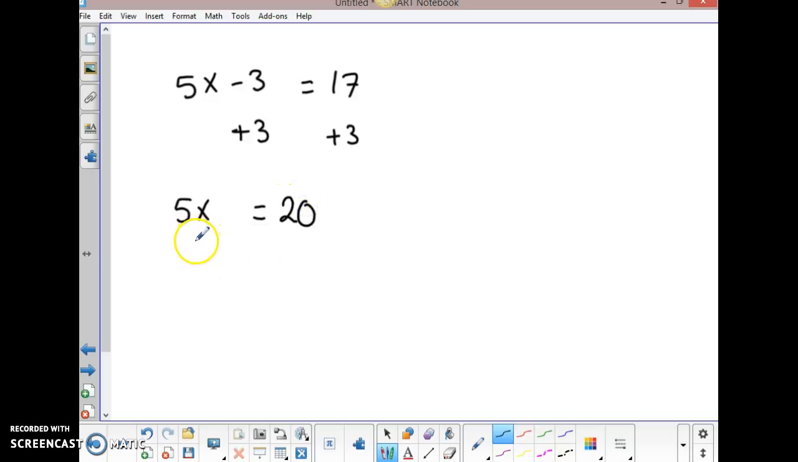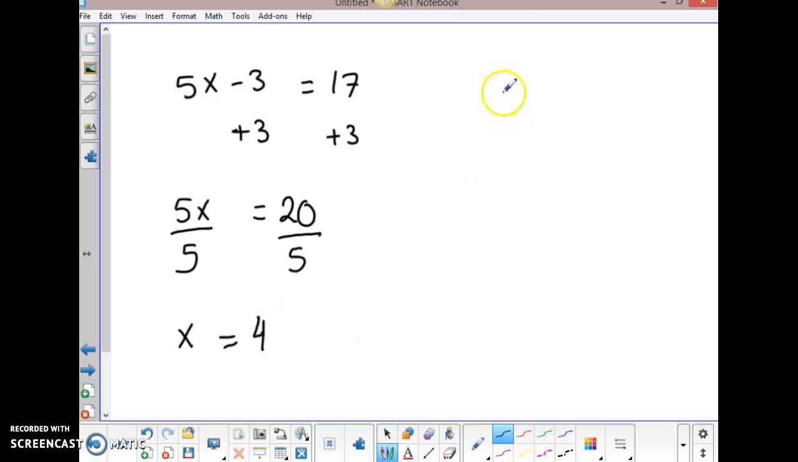Now we only have 5 next to the x, and it happens to be multiplied. So to get rid of it, we're going to need to do the inverse operation, which is dividing both sides by 5. So we end up with x, because 5 divided by 5 is 1, equals 4.